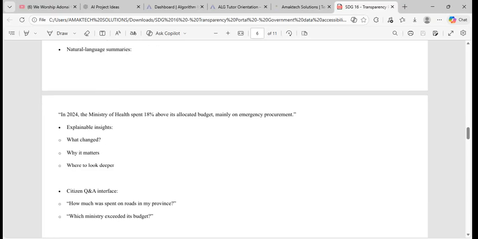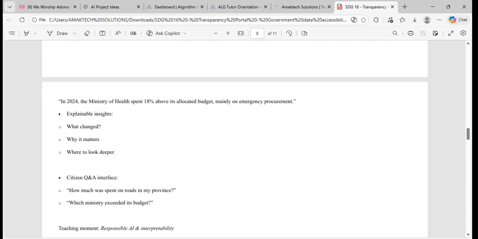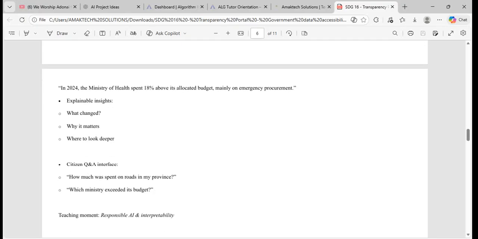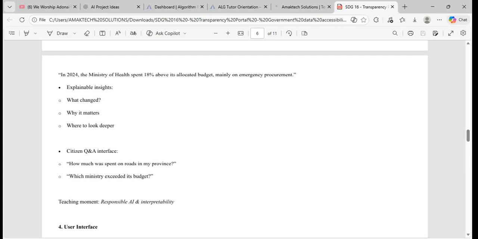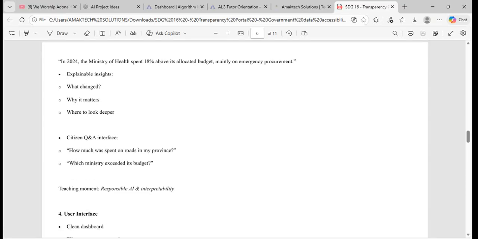It helps to determine what changed, why it matters, and where to look deeper. There's also a citizen questions and answers interface. How much was spent on roads in my province? Which ministry exceeded its budget?